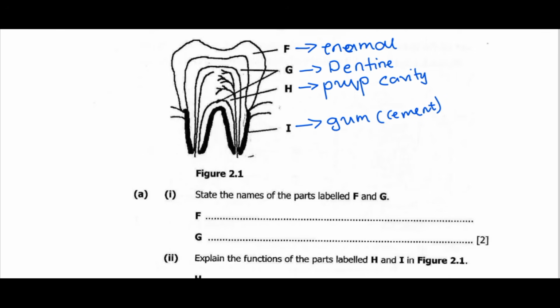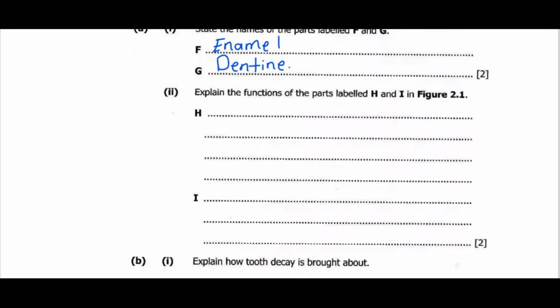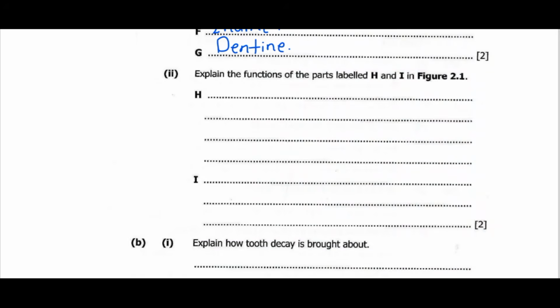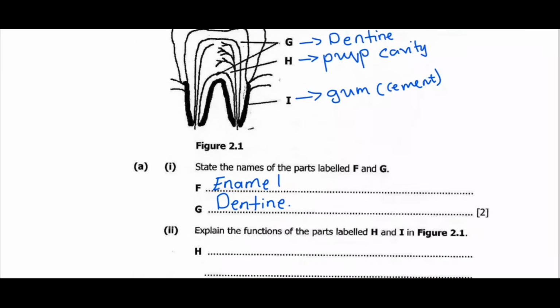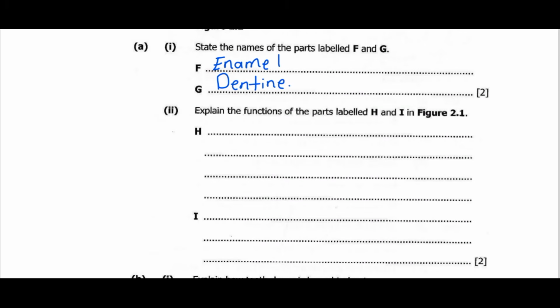Question A, Roman 1, state the names of the parts labeled F and G. So our F, we said, is enamel. Then our G, dentine. Okay, so let's go to B, A Roman number 2. Explain the function of the parts labeled H and I. So what's our H? H, we say, is the pulp cavity. So what is the function of pulp cavity?